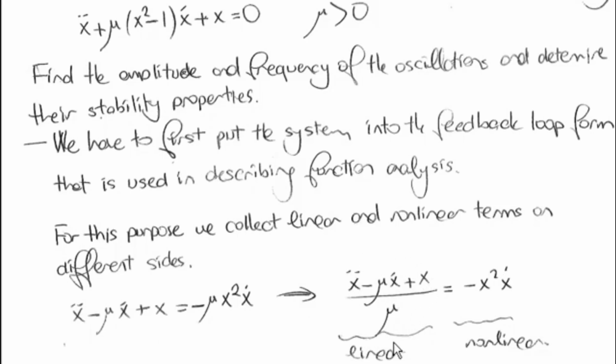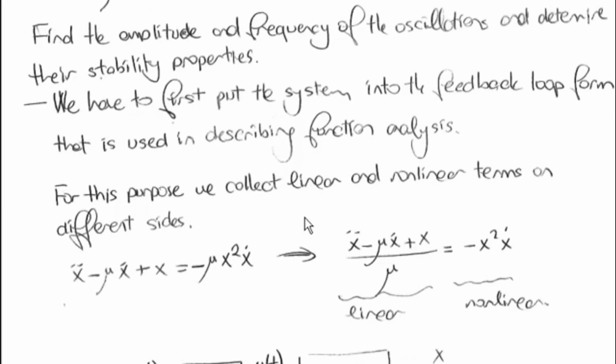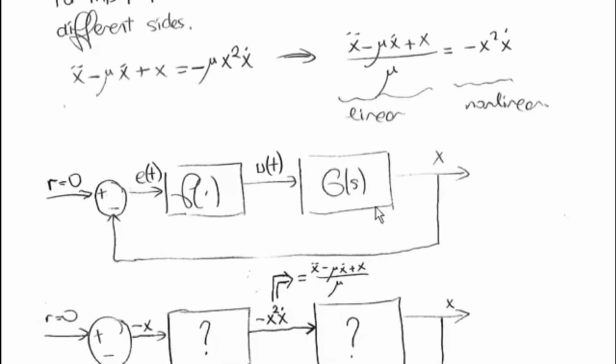On the left hand side I have all linear terms, and on the right hand side I have nonlinear terms here. Now I would like to use this equation in order to be able to put this system into the feedback form. So what I would like to do is to find a system like this, and I have to choose what f is and what g of s is.